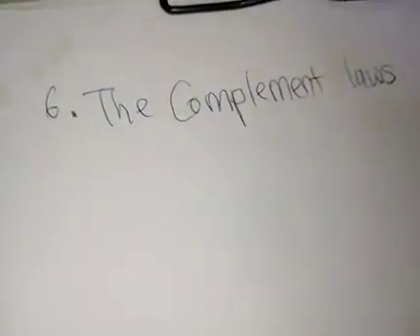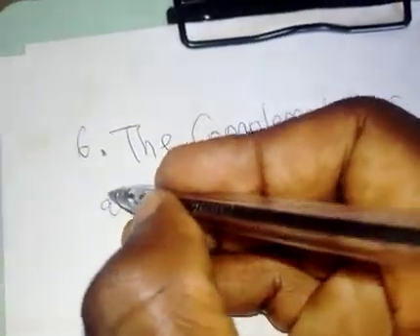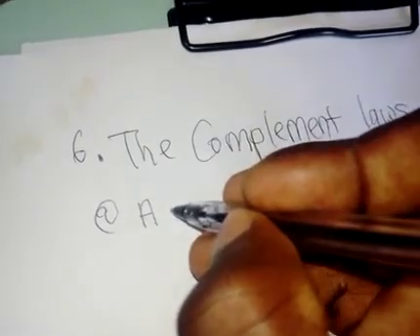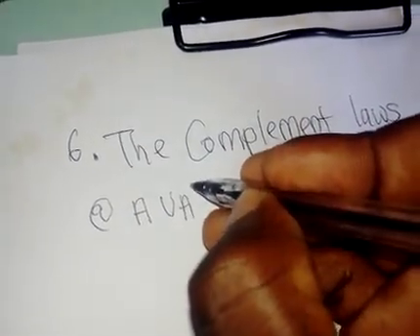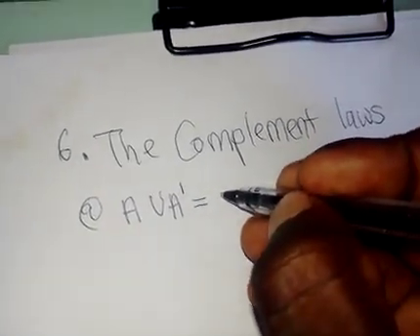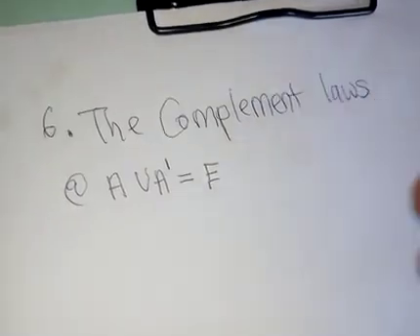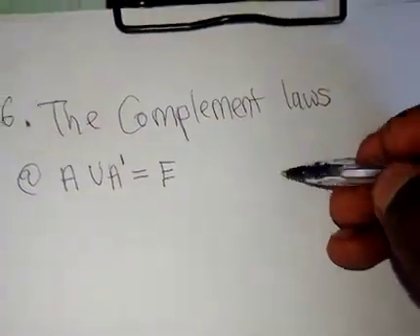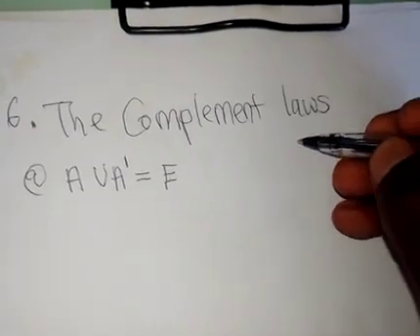For the complement laws, the first one, what if we have A union A complement? This will be equal to what? This will be simply the universal set. Let's try to demonstrate.